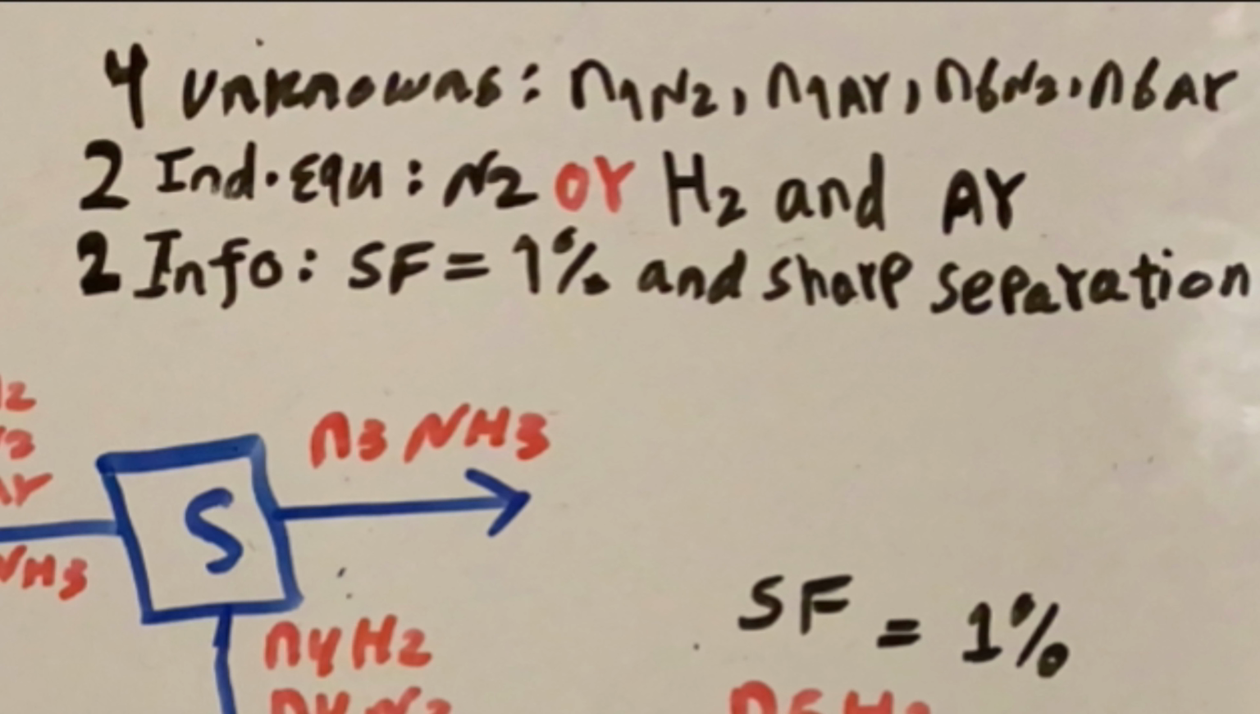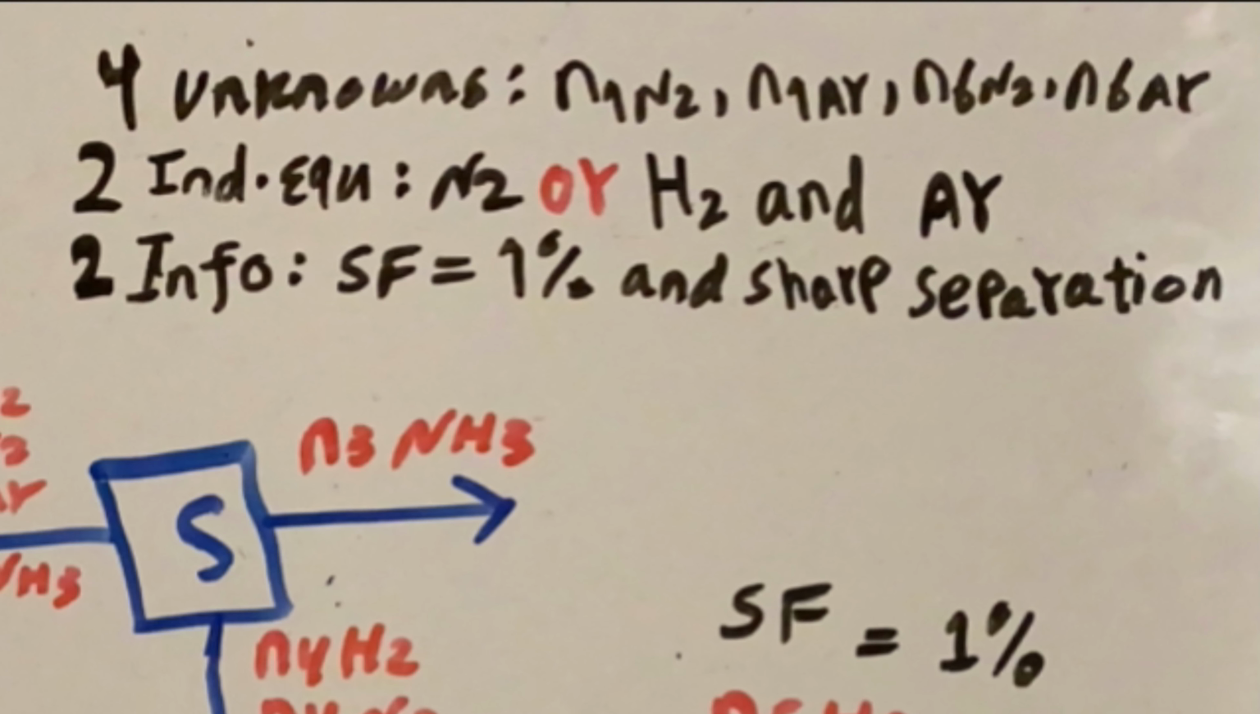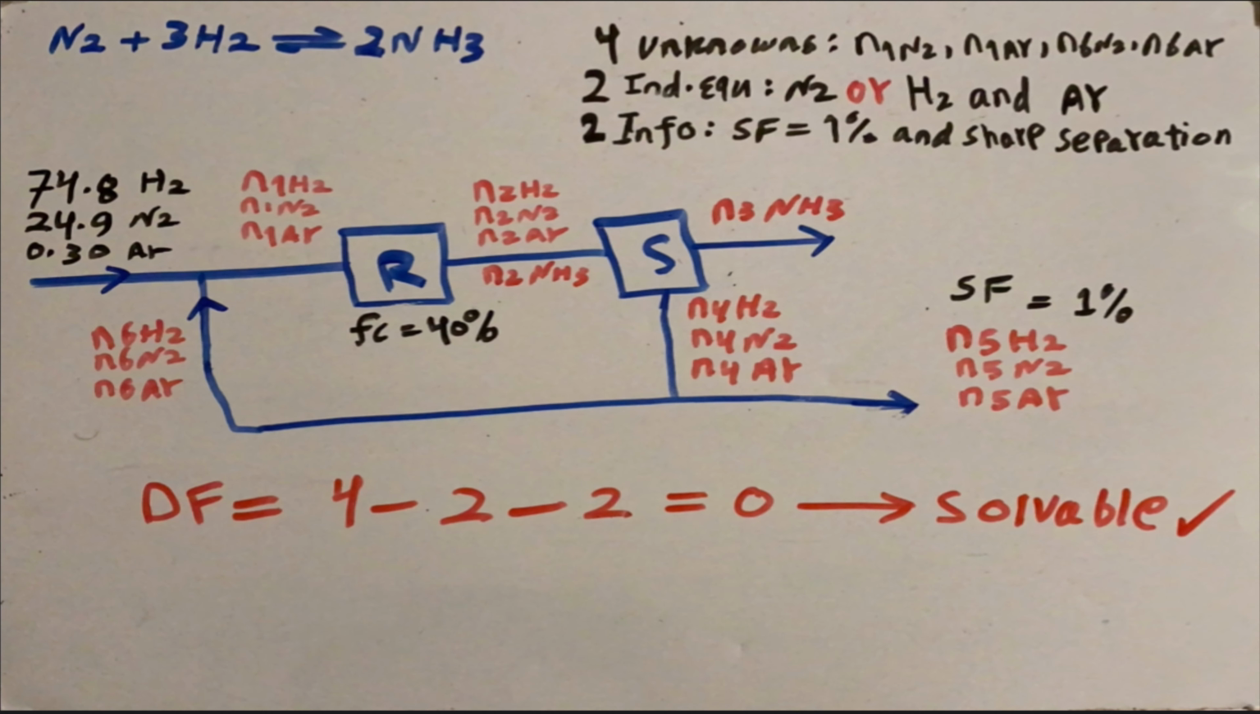We have a split fraction of 1%. We call it the purge fraction. And the other one is fascinating. It is the fact that we have sharp separation, which means all of the ammonia will be separated from the 3 components argon, nitrogen, and hydrogen. This will make the degrees of freedom analysis 4 unknowns minus 2 independent equations minus 2 pieces of information.